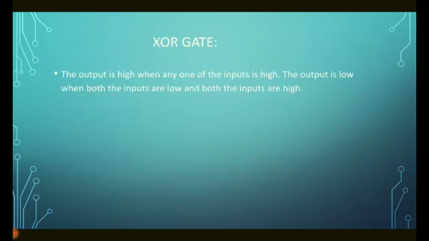So next, the final gate is the XOR gate. The output is high when any one of the inputs is high. The output is low when both the inputs are low or both the inputs are high.